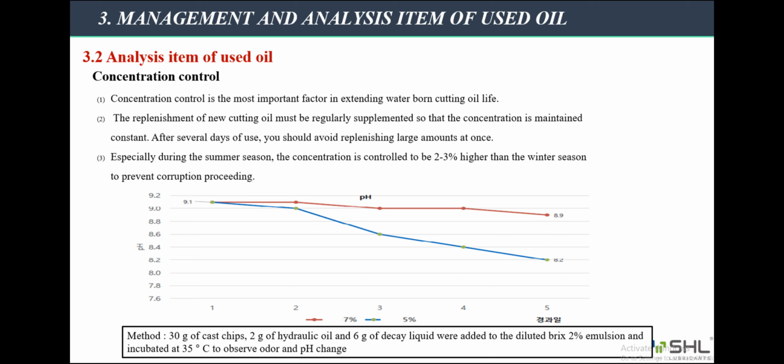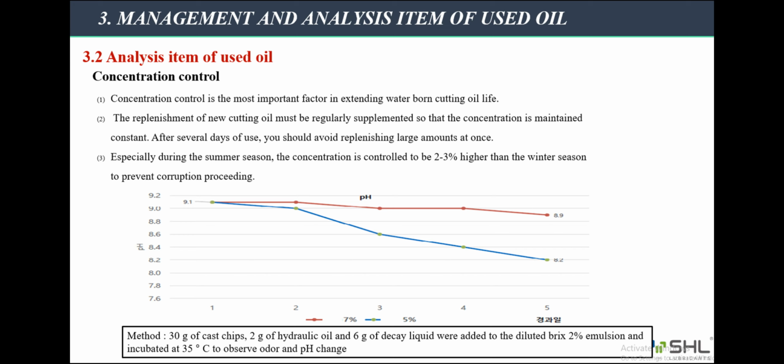In the analysis and use of oil, we need to pay attention to the problem of concentration control. Concentration control is the most important factor in extending water-borne cutting oil life. New cutting oil must be regularly replenished so that the concentration is maintained constant. After several days of use, you should avoid replenishing large amounts at once. Especially in summer, the concentration is controlled 2 to 3% higher than winter to prevent corruption proceeding.